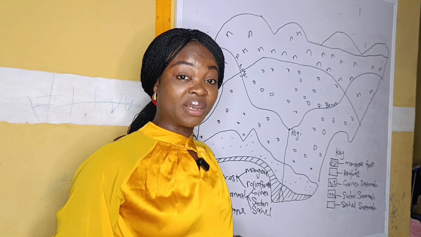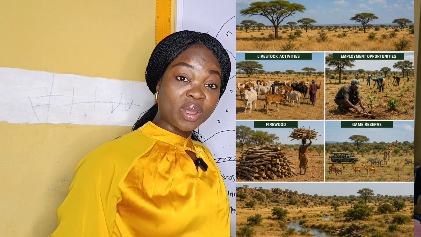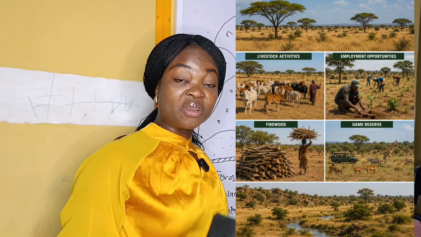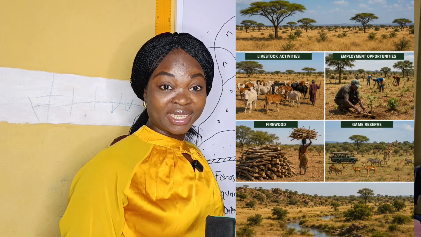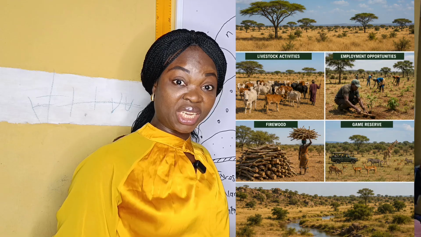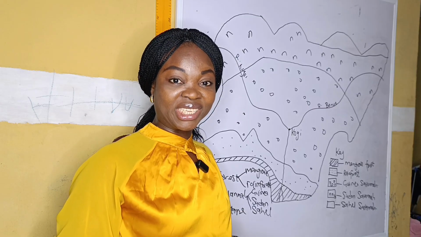Importance of Savannah. First, livestock activity and farming are possible because of the presence of grasses. There's employment opportunity for cattle rearers. Firewood can be gotten from Savannah. There's also game reserve in states like Bauchi. Those are the importance of savanna vegetation in Nigeria.